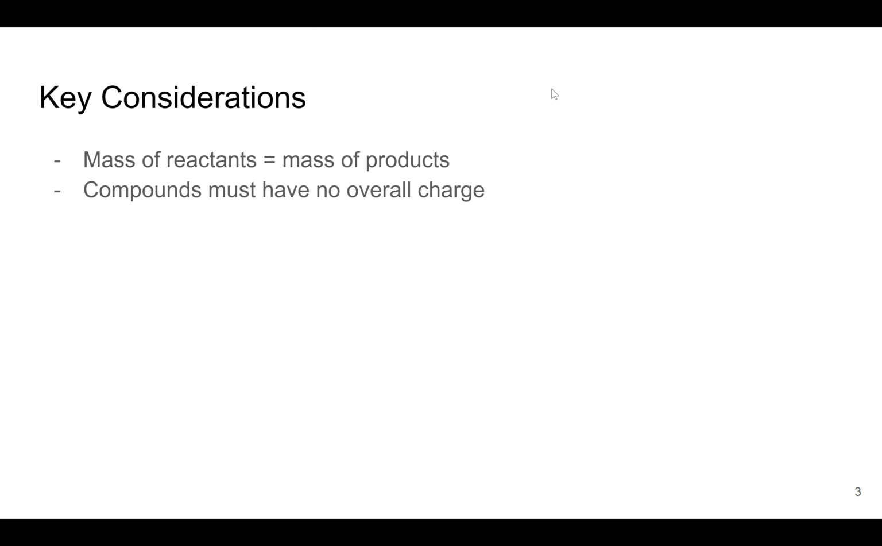And the second rule is that compounds must be overall neutral. That means they have no overall charge. So if you have something like NaOH, right, sodium hydroxide, then the sodium ion has a +1 charge and the hydroxide ion has a -1 charge. So the charges must balance. So the NaOH as a whole doesn't have a charge.